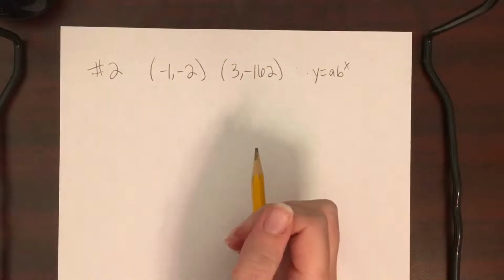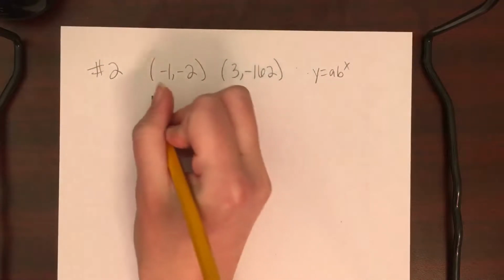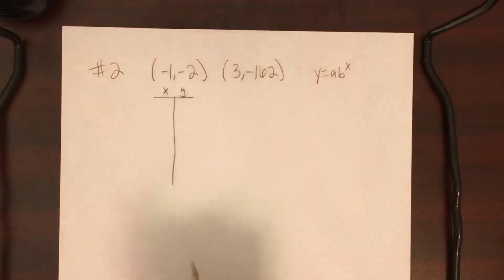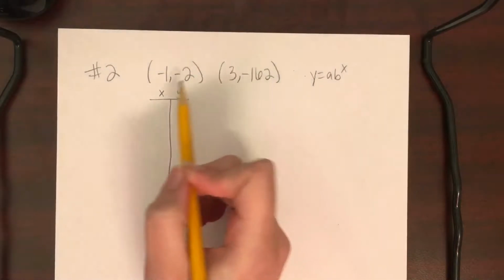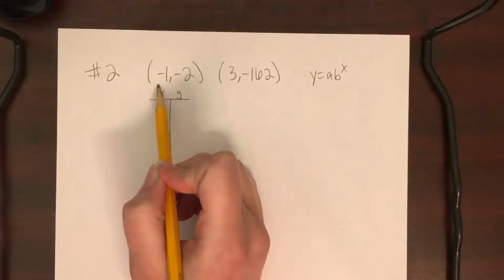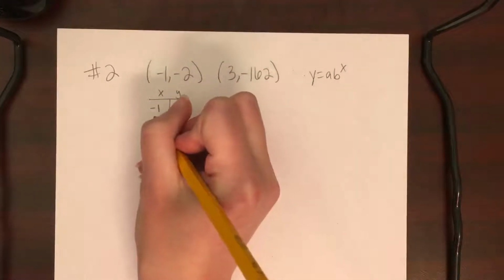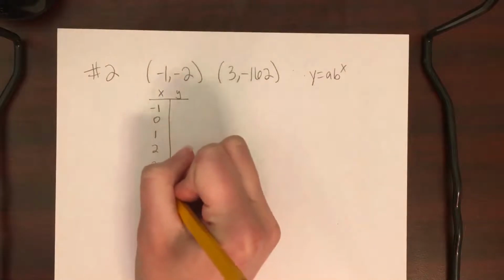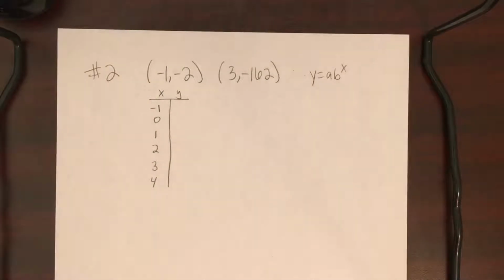So let's start by setting up our table again, except instead of starting at 0 this time, we have a value for x that's going to come before 0. Negative 1 would come before 0 on the number line. So let's start our table at negative 1, 0, 1, 2, 3, 4, and let's fill in what we know.